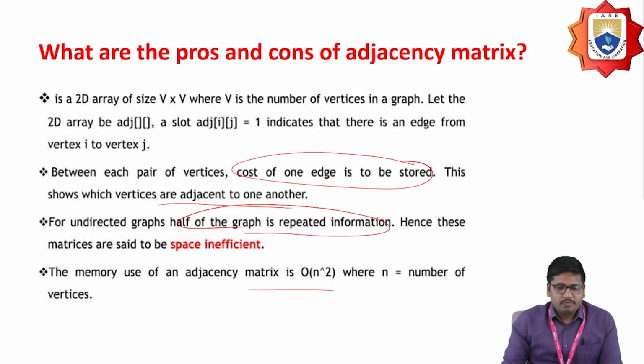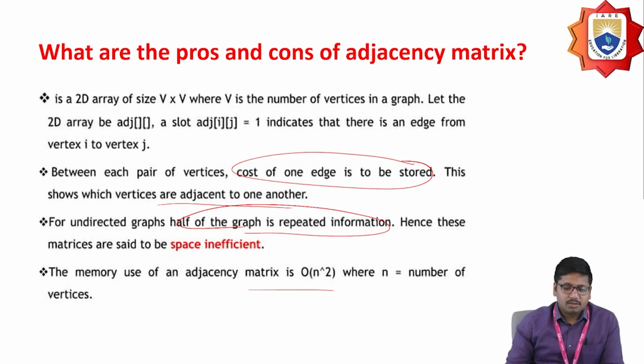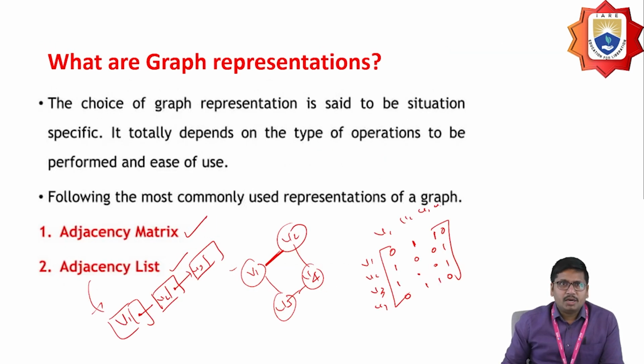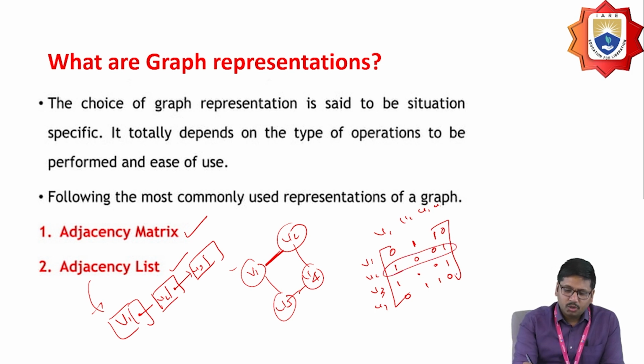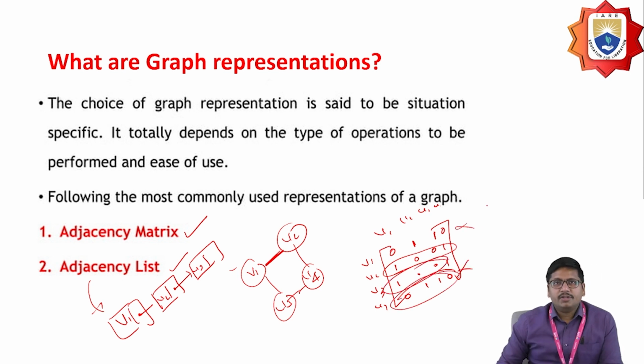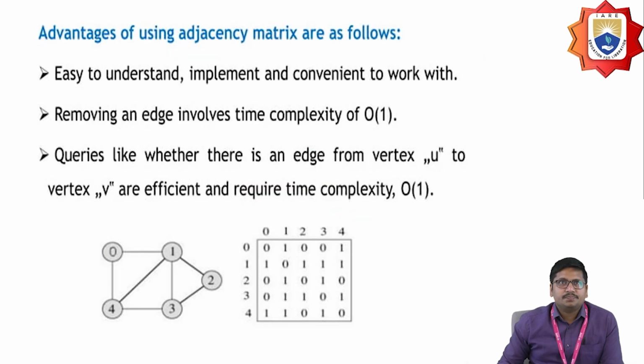Among the advantages and disadvantages of the adjacency matrix, since the cost between a pair of vertices is stored, it shows which vertices are adjacent to one another. And for an undirected graph, half of the graph is repeated information, which is one disadvantage. If you look at this, the same information is repeated here also, and for this one also the same. This is one of the disadvantages of the adjacency matrix.